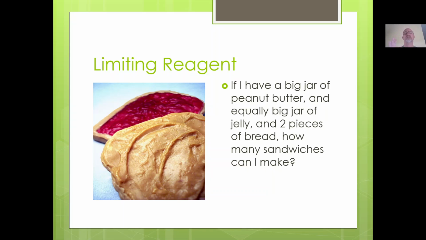If I have a big jar of peanut butter and an equally big jar of jelly, pick your favorite flavor if you like peanut butter and jelly, and if not, pick some other analogy here. But I only have 2 pieces of bread. How many sandwiches can I make? Now don't get cute and say, well, I could cut each piece of bread in half, or I could cut it into 4s, and I could do a few different things. But really, at the end of the day, only one standard size sandwich, okay? Because you only got 2 pieces of bread. So it doesn't matter how much peanut butter, how much jelly, you're going to have a bunch of that left over. You're only going to have one sandwich.